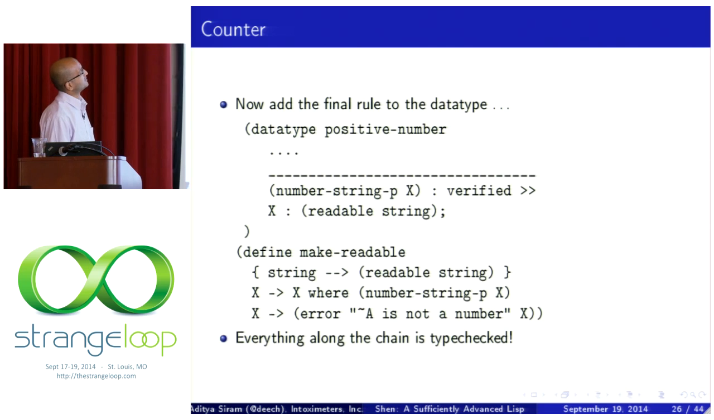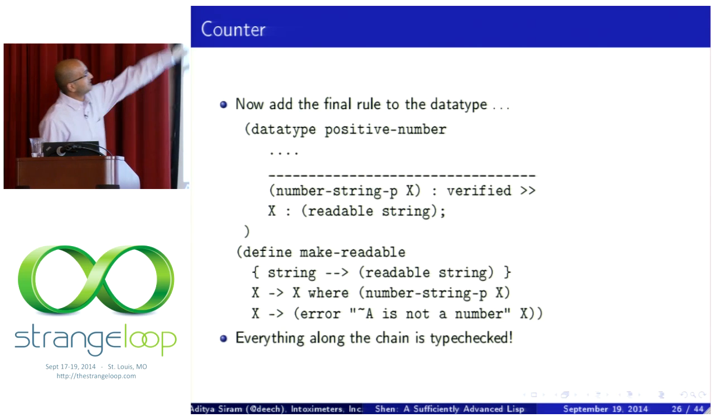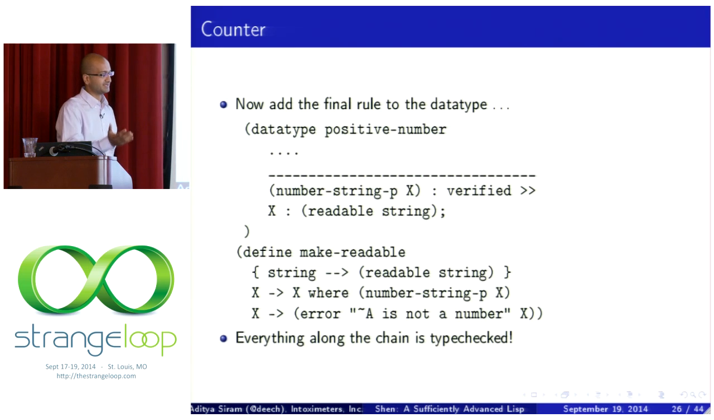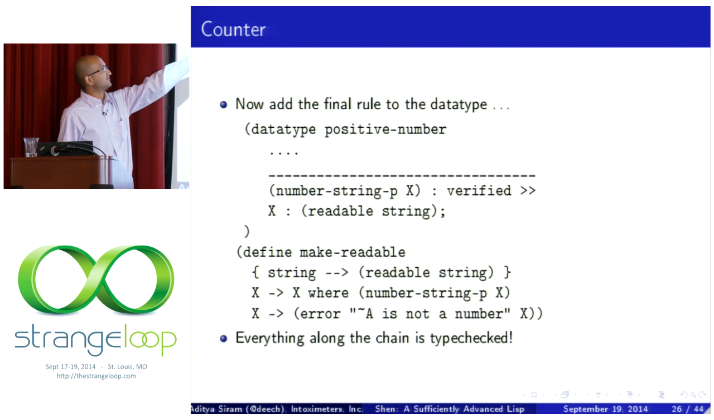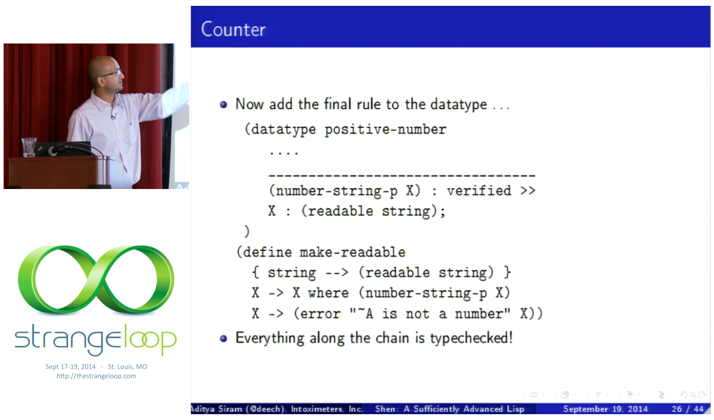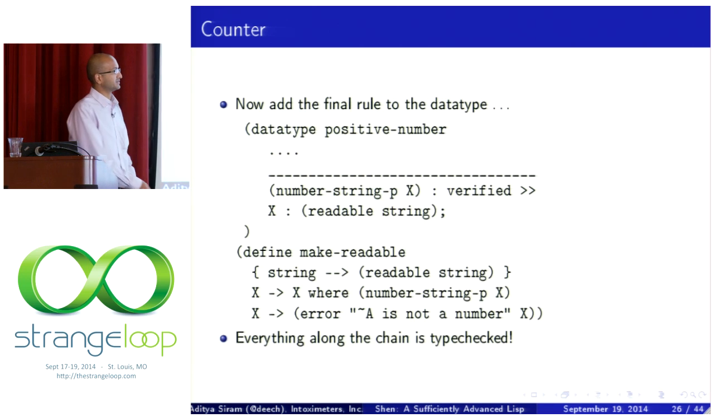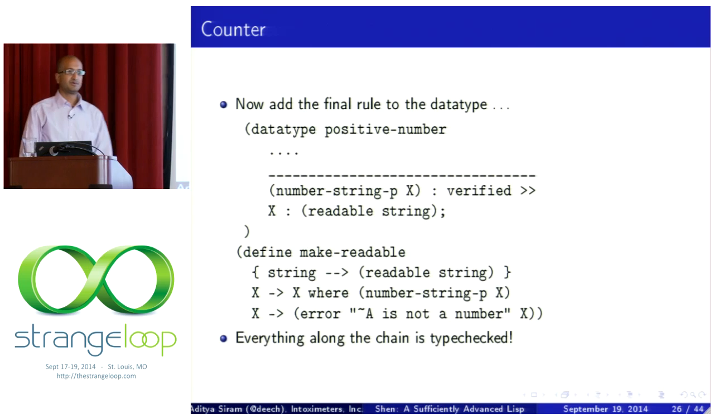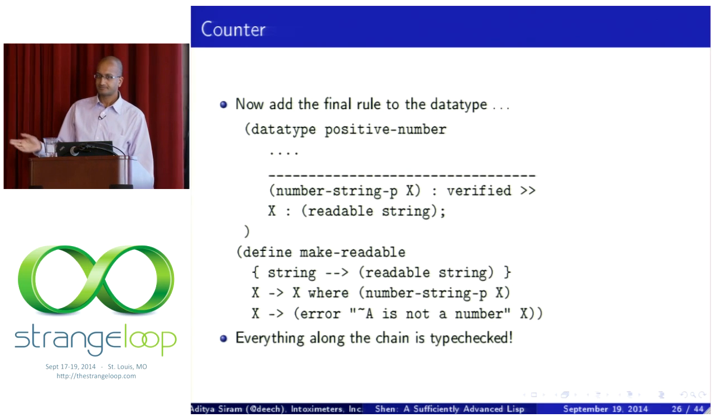So the final rule of positive number takes this numberString_p that we just created as a guard, which is now allowable inside of the type-checked environment because we've declared it so, and then outputs something of type readable number. So the same way we did make positive number, we can go make readable, which takes a string and outputs a readable string because it has that guard form sitting right there. And at this point, everything along the chain is type-checked.